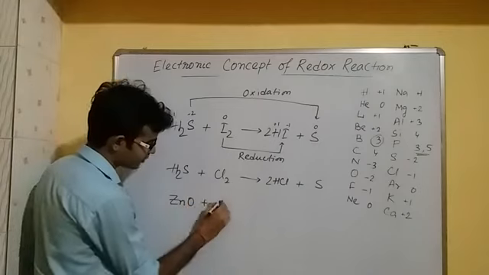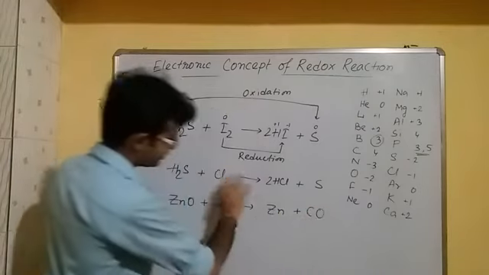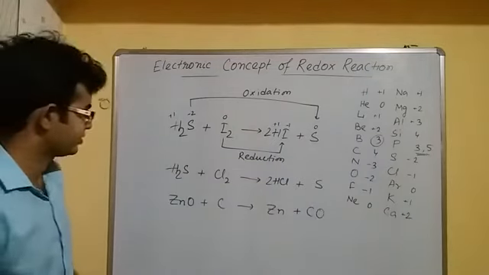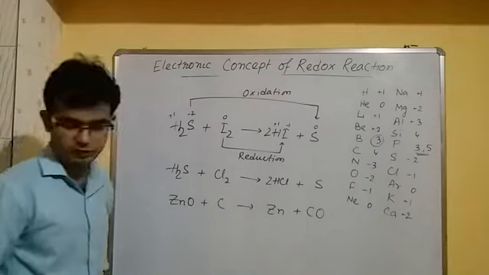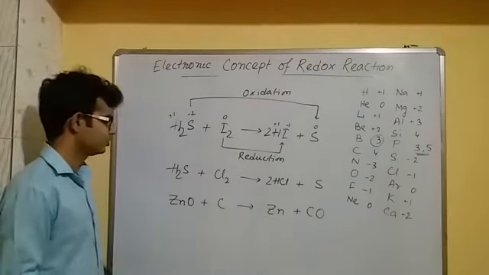Now ZnO plus C forms Zn plus CO. There are two equations. You have to identify the oxidation and reduction reaction by yourself. Try to solve it.